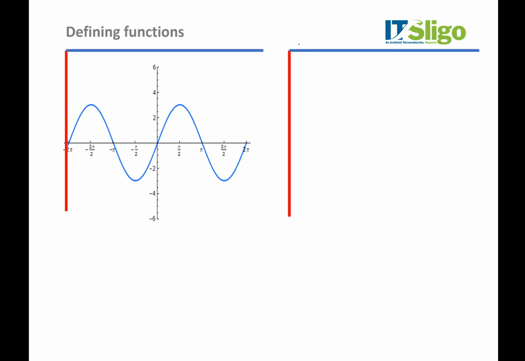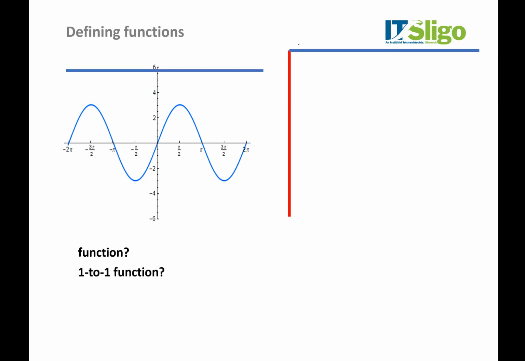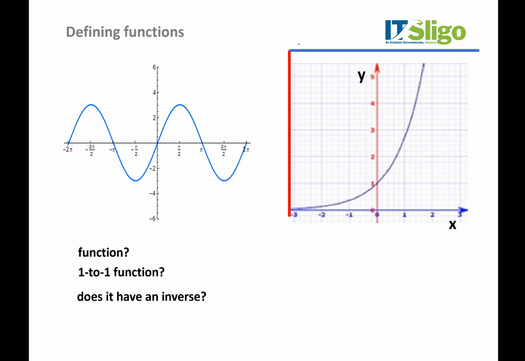Here's a trigonometric curve. Is it a function? It is. Vertical line is only cut once. Is it a one-to-one function? You can see it's not. Several inputs share the same output. Does it have an inverse? This function actually does. Yeah, sine curve does have an inverse function.